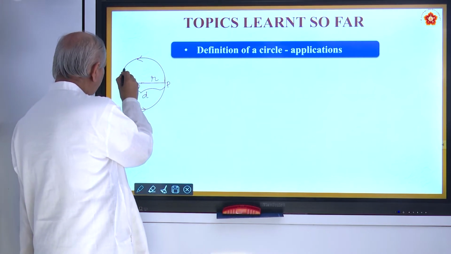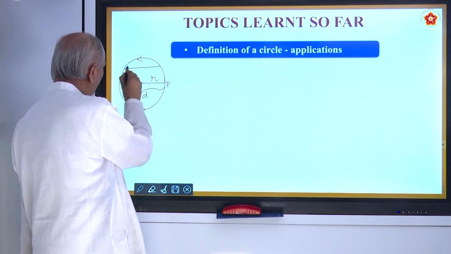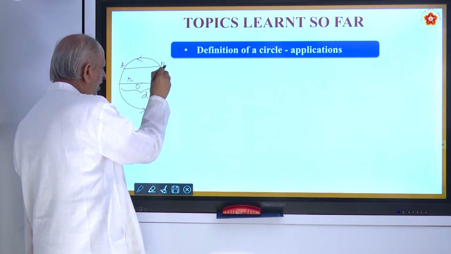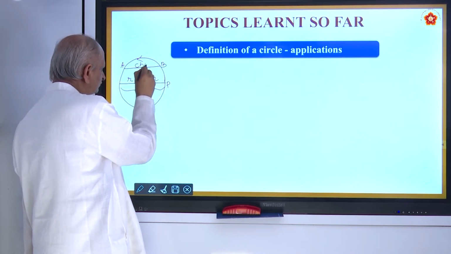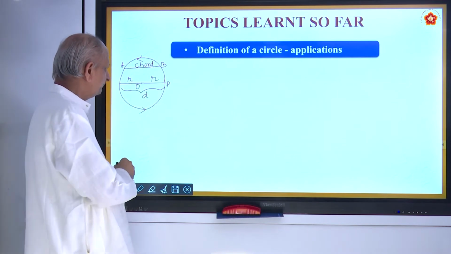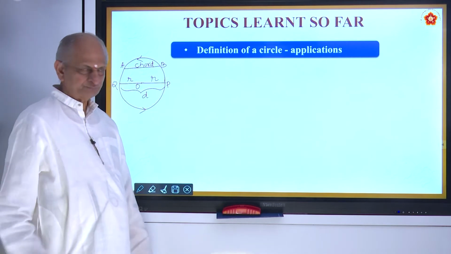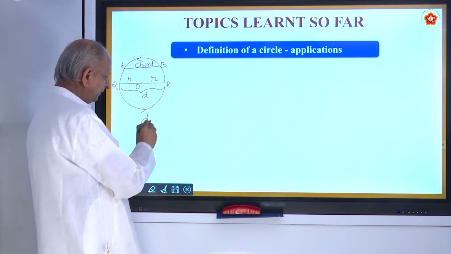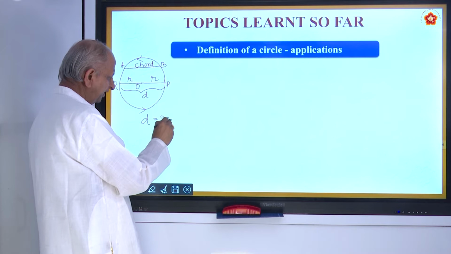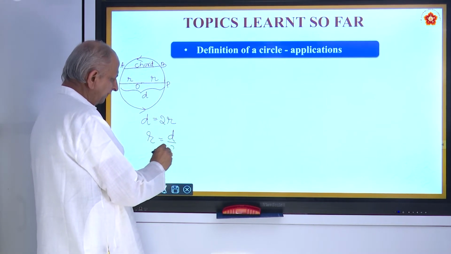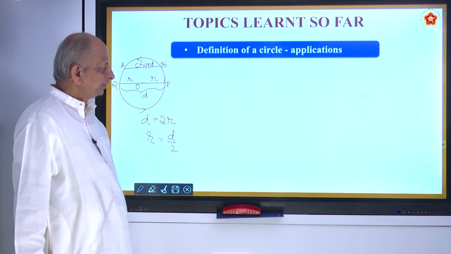And if you draw a line joining any 2 points, what do you call it? You call it a chord. This is chord, and this is diameter. So you have one diameter is equal to 2 times radius, or one radius is equal to half of the diameter. This you already studied.